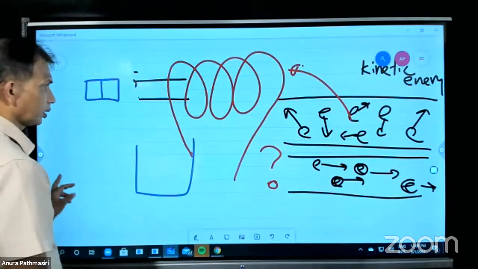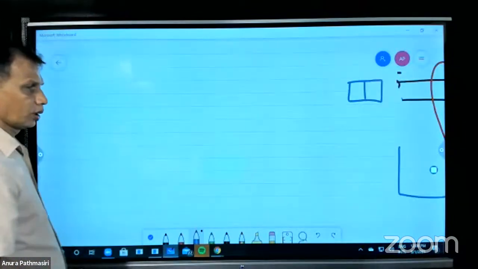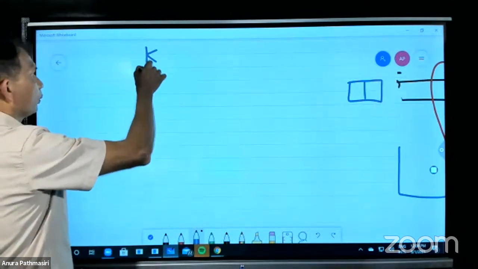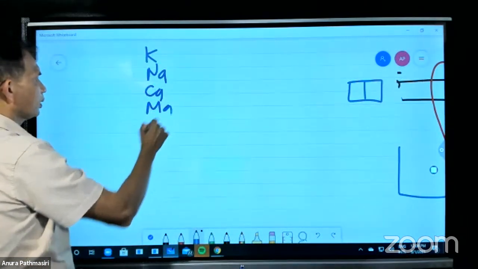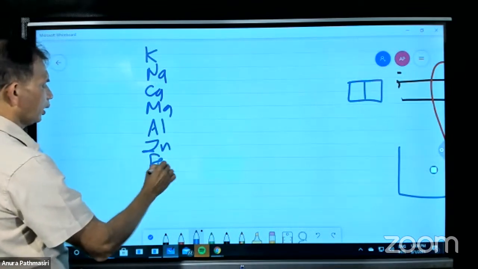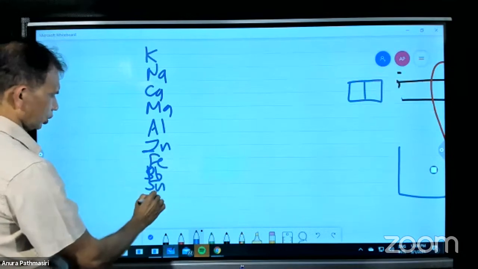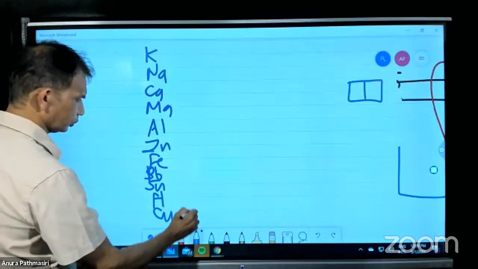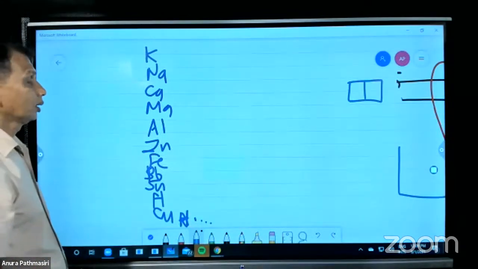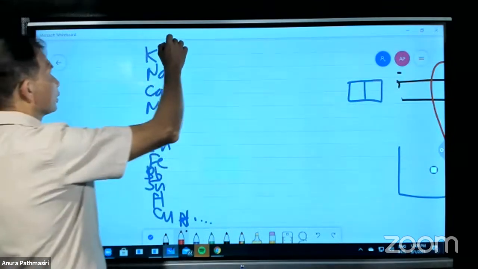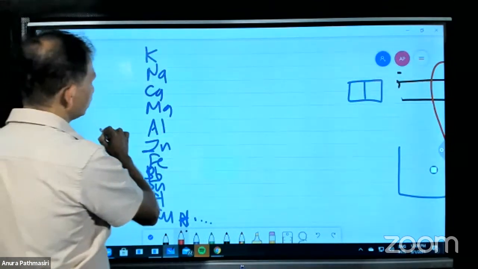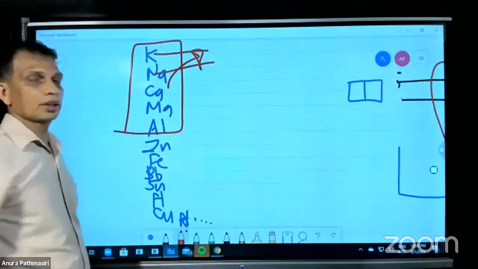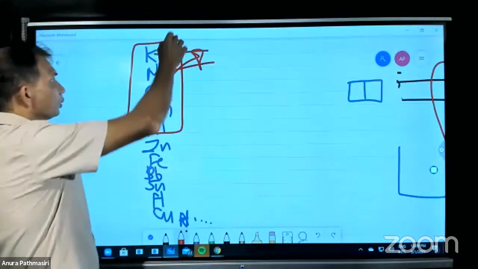When we think of the chemical processes, there are some very strong metals: potassium, sodium, calcium, magnesium, aluminium, zinc, iron, lead, tin, hydrogen, copper, mercury, platinum, gold, and so on. So when you consider the reaction, you can't take these metals because they are very reactive. Even these fellows react with the water vapor. Therefore, we don't take them.